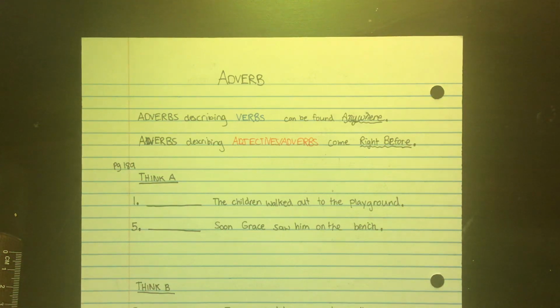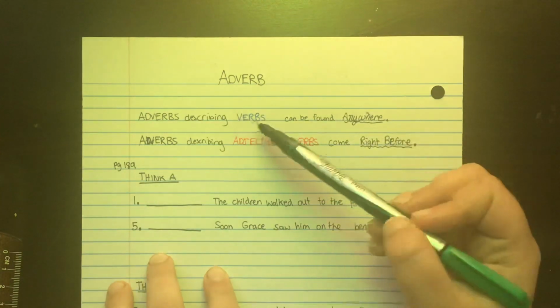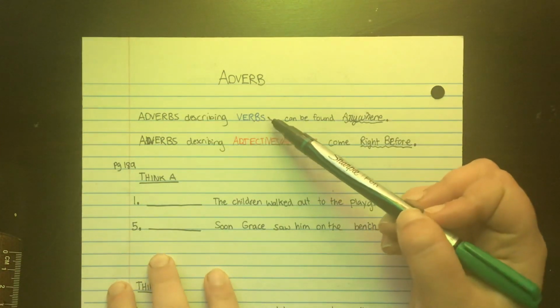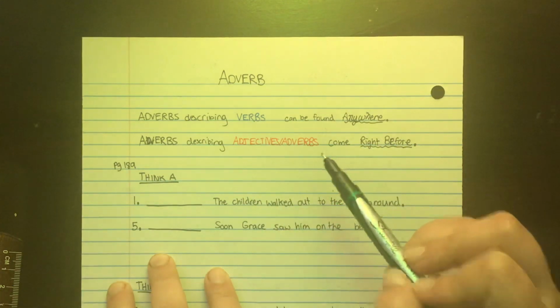Good morning, grade 4s. Today we're going to talk a little bit more about adverbs. So far we've talked about a whole bunch of different things that adverbs can describe. The first thing we talked about is adverbs that describe verbs. And then we also talked about adverbs describing adjectives and adverbs.